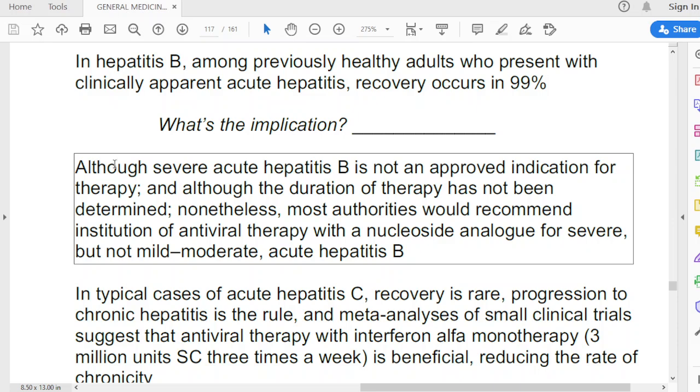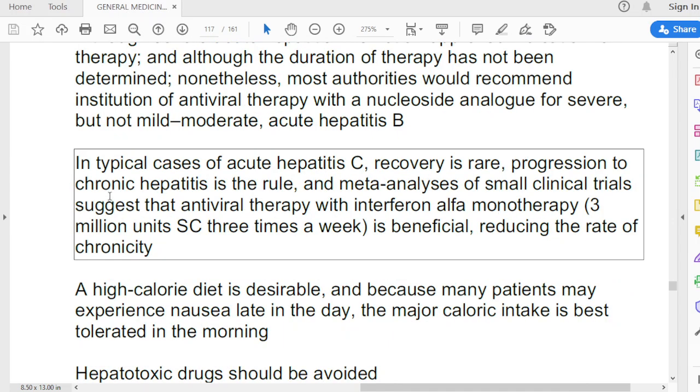Although severe acute hepatitis B is not an approved indication for therapy, and although the duration of therapy has not been determined, nonetheless, most authorities would recommend institution of antiviral therapy with a nucleoside analog for severe, but not mild-moderate, acute hepatitis B. In typical cases of acute hepatitis C, recovery is rare, progression to chronic hepatitis is the rule, and meta-analyses of small clinical trials suggest that antiviral therapy with interferon alpha monotherapy, 3 million units SC 3 times a week, is beneficial, reducing the rate of chronicity.